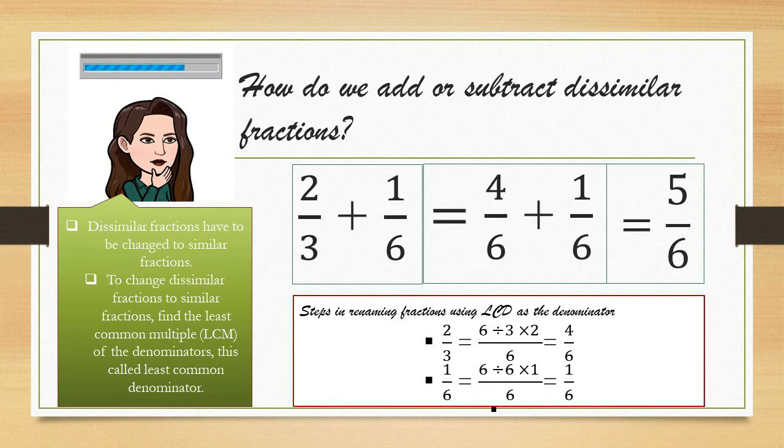Changing the fractions into similar fractions gives us 4/6 and 1/6. After changing into similar fractions, proceed to the steps in adding similar fractions. Add the numerators and copy the denominator. Therefore, 2/3 plus 1/6 is equal to 5/6.